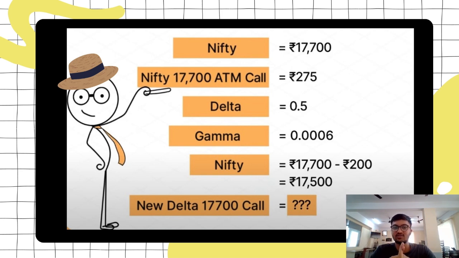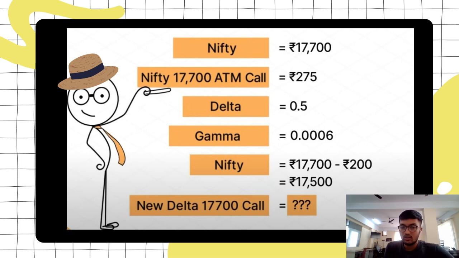17,700 is the Nifty, assume the current spot price. And you chose an at the money call of 17,700. So the delta of the at the money option is 0.5 and the gamma is 0.0006. So for example, the Nifty moves from 17,700 to 17,500. What will be the reduction in points? So 200. So the ATM call will now become what? It will become out of the money.